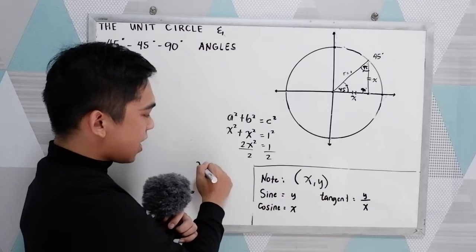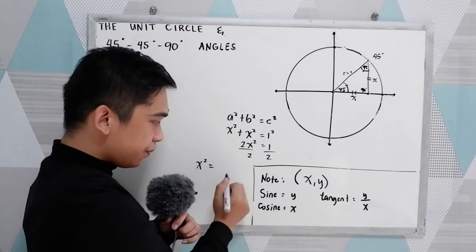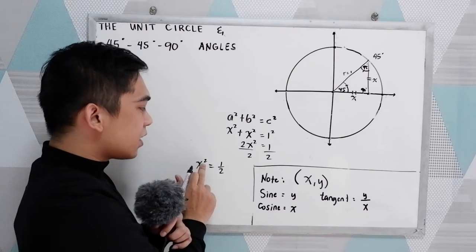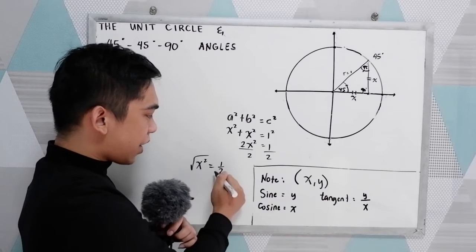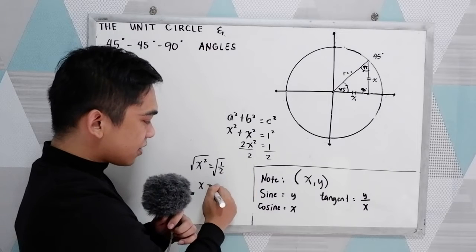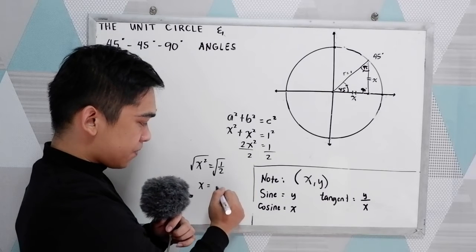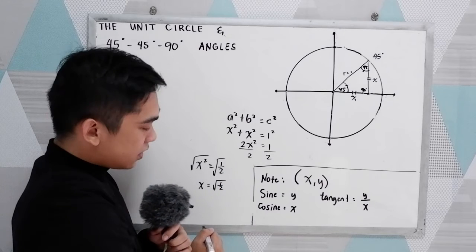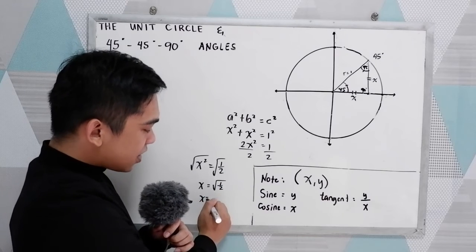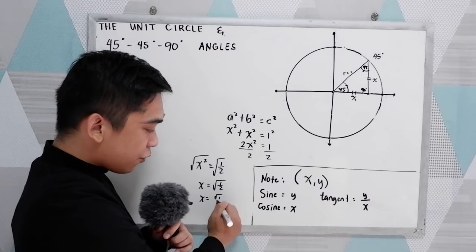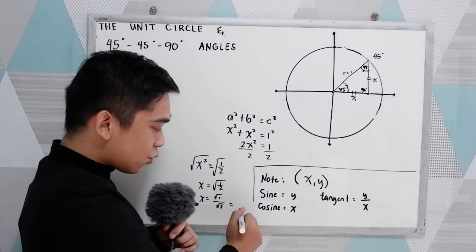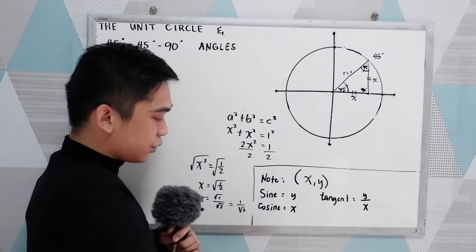We have x squared is equal to 1/2. To remove the square, extract the square root. So we have x is equal to square root of 1/2. x is equal to square root of 1 over square root of 2. And that will give us x is equal to 1 over square root of 2.